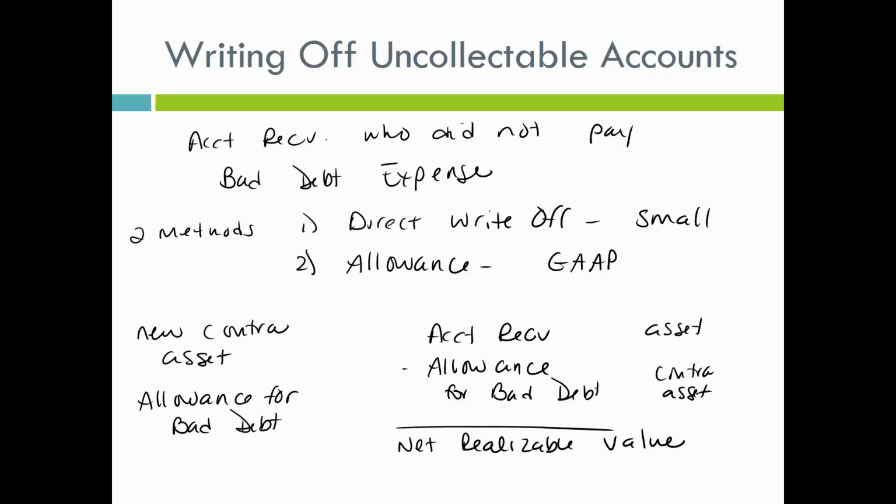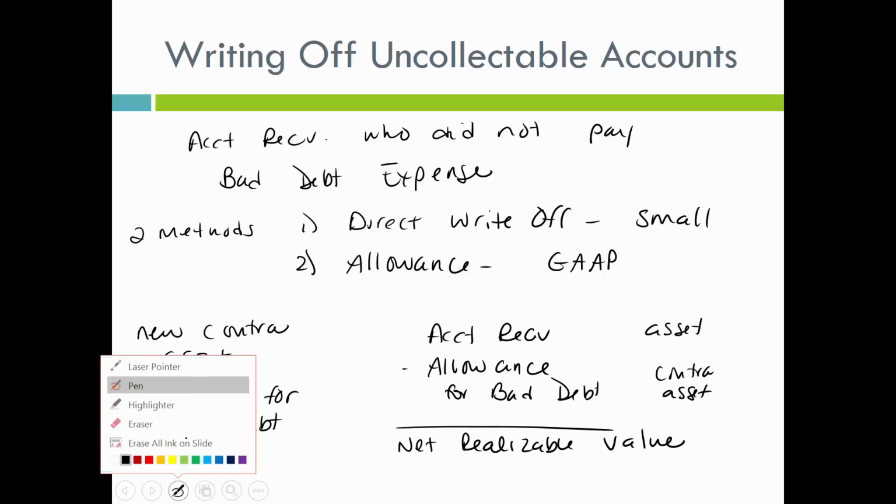Allowance for bad debt shows me what I estimate I'm not going to collect. And so the net realizable value shows me what I really think I'm going to collect, which is a much more accurate number to show on your balance sheet. The accounts receivable says, oh, I have this much money coming, but we know we're not going to get all of that. So the net realizable value shows me what I actually expect to collect.